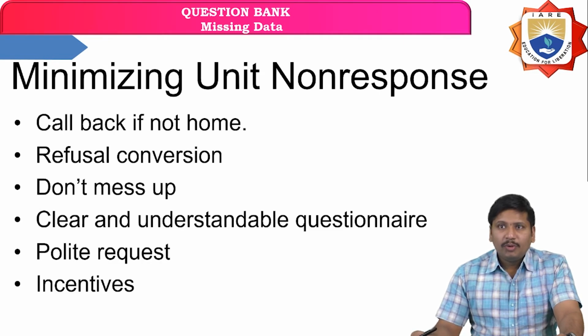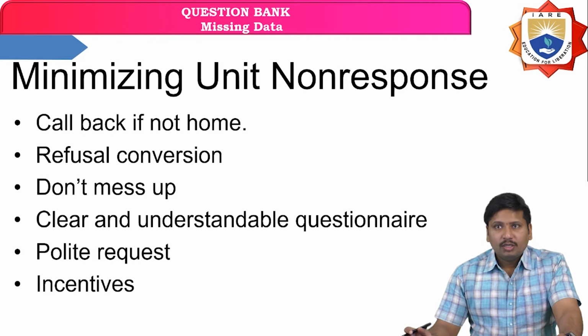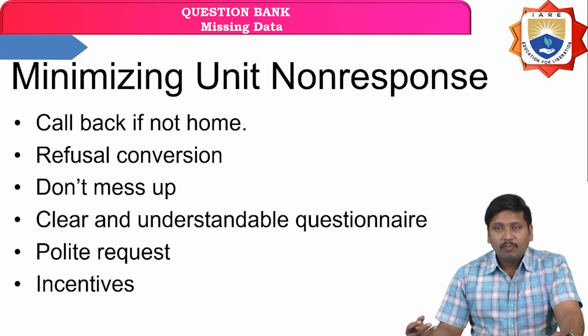Then how are we going to minimize unit non-response missing data? For this, what I have to do is call back if not at home, refusal conversion, and don't mess up. A clear and understandable questionnaire has to be given, and then a polite request, and incentives like this. So these are some of the ways of minimizing unit non-response missing data.